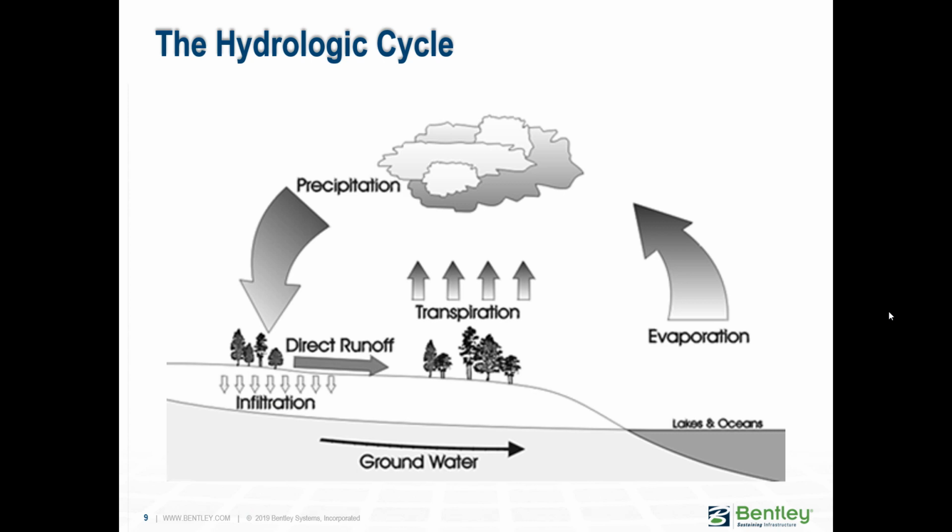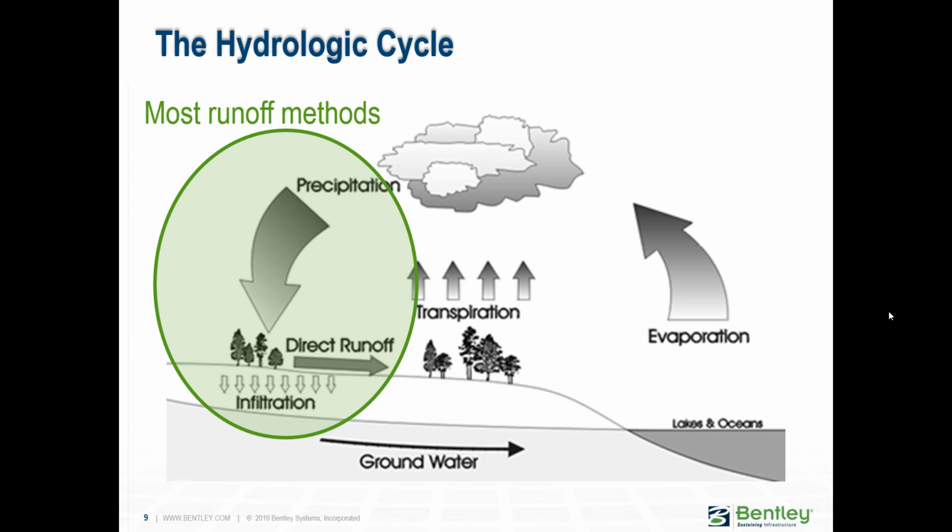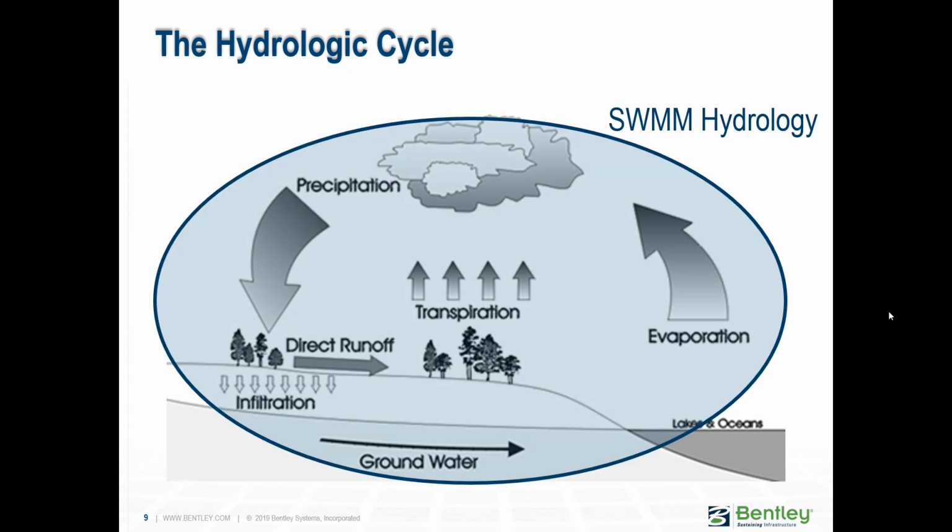This course deals primarily with the precipitation, infiltration, and direct runoff components of the hydrologic cycle. In some situations, the groundwater table may rise high enough to affect stormwater conveyance systems. The complex interaction between groundwater and surface runoff will not be covered in this course. Regarding the hydrologic cycle, precipitation and evaporation can be handled by the SWMM method available in SewerGEMS.